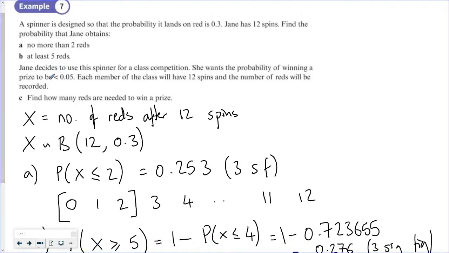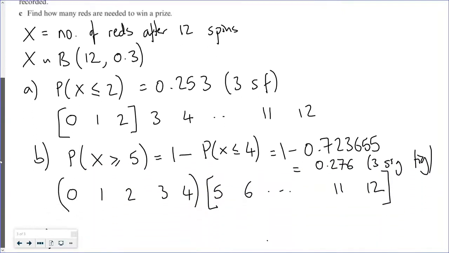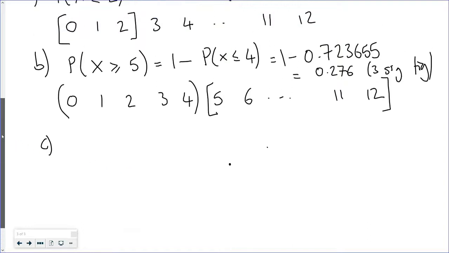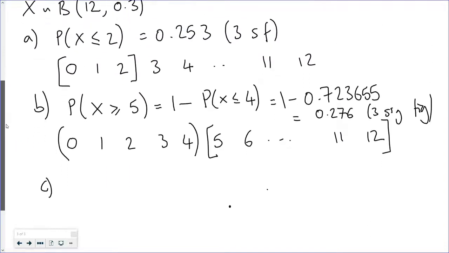So here we're making the assumption that actually we want the probability of winning a prize to be as close to 5% as possible, but no more than 5%, because it says less than 5% or less than 0.05. So we're just going to have to do a bit of trial and error here. And actually part B has helped us out.